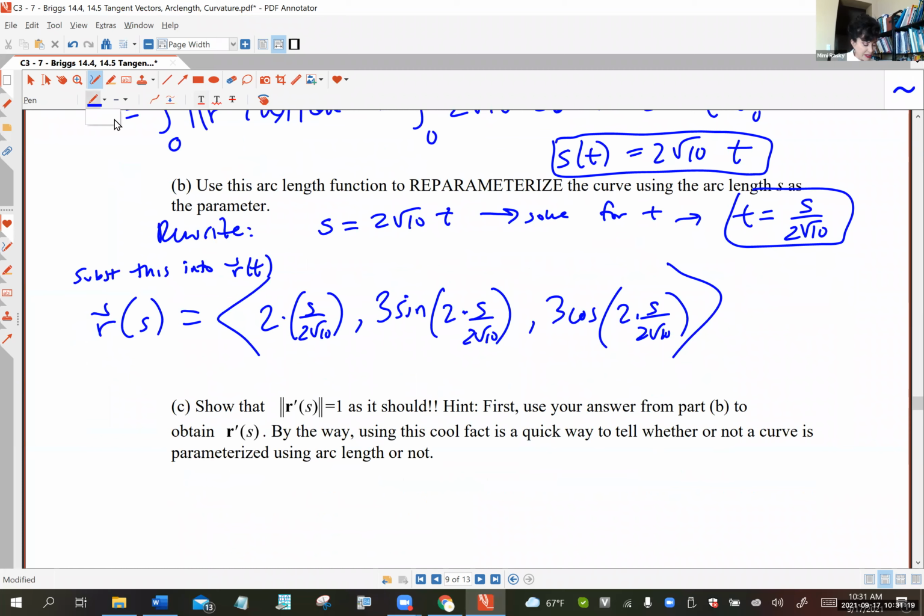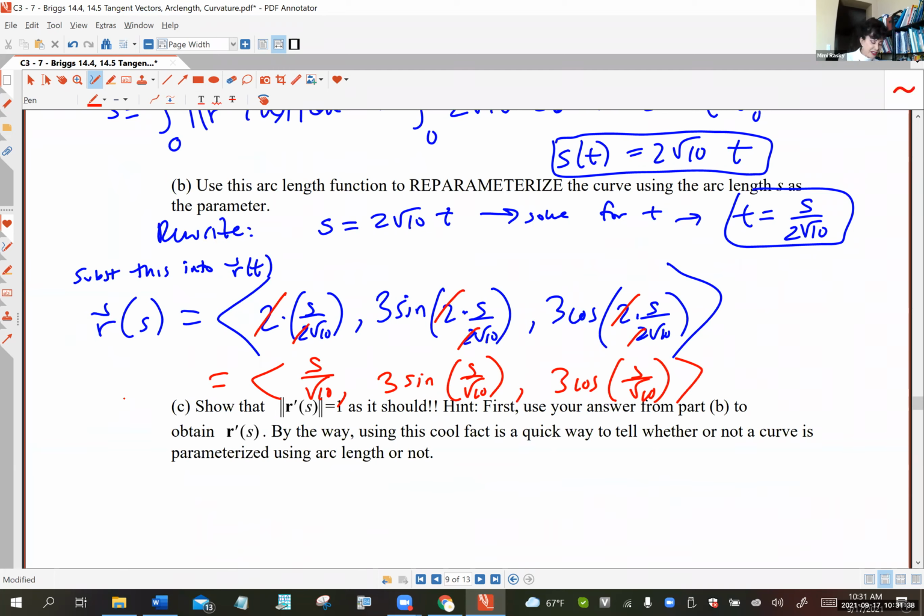So I'm going to reduce some of these to lowest terms. These 2's cancel, these 2's cancel, these 2's cancel. So it looks a little nicer when you have s over square root of 10, comma, 3 sine s over square root of 10, comma, 3 cos s over square root of 10. And I'm done. This is the new parameterization for the vector valued curve. It's common to do that.